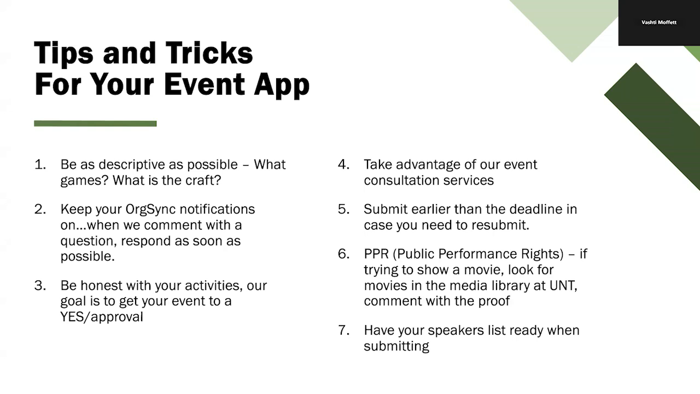Number five, submit earlier than the deadline in case you need to resubmit. So I gave a schedule: if it's a low risk event, you want to do 5 days. If it's a high risk event, you want to do 15 days. That is the deadline. But if you already know, say it's August and you already know what you want to do in December, you can go ahead and submit that application in case it is denied and you need to resubmit. That way, we're not rushing and you're not rushing, and that kind of takes some pressure and anxiety off of everyone.